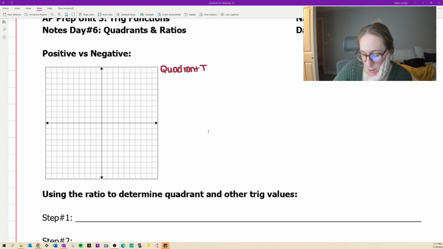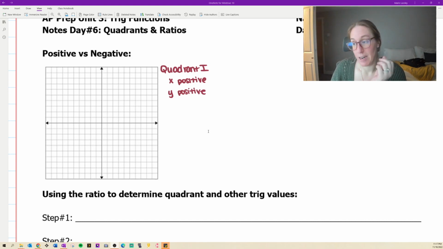So this is quadrant 1. All right, x is positive and y is positive. Now since x is positive, we know that cosine is positive. Okay, so remember we aligned cosine with our x-coordinate.